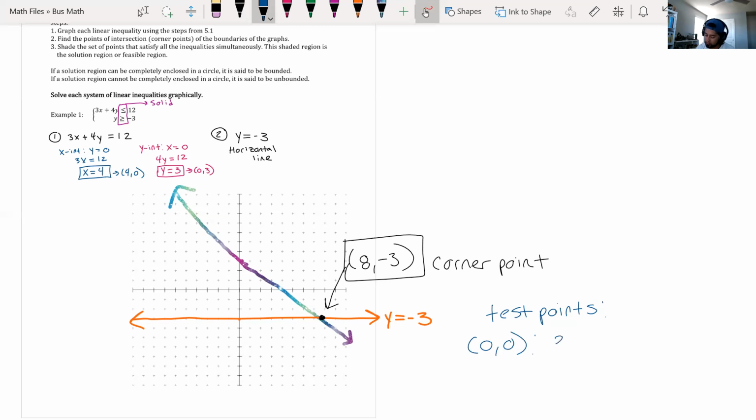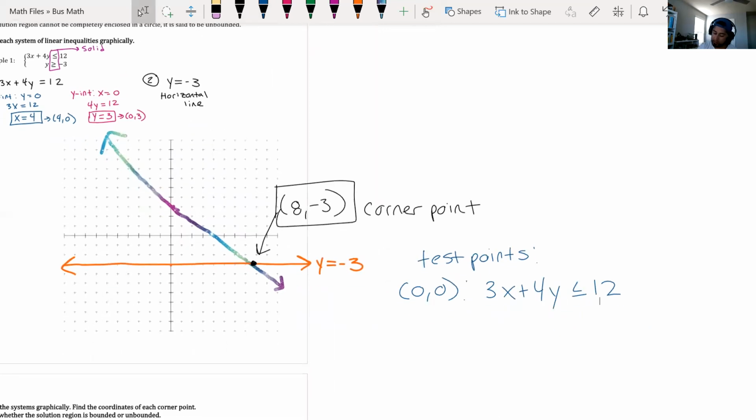So I'll test (0, 0) in 3x plus 4y less than or equal to 12. Let's start with this one first. If I plug it in here, you get 3 times 0 plus 4 times 0 less than or equal to 12. And 0 is less than or equal to 12. Is that a true statement? Yep. That means we will shade towards the point, which means for the lovely colored function I have up there, we're going to shade down.